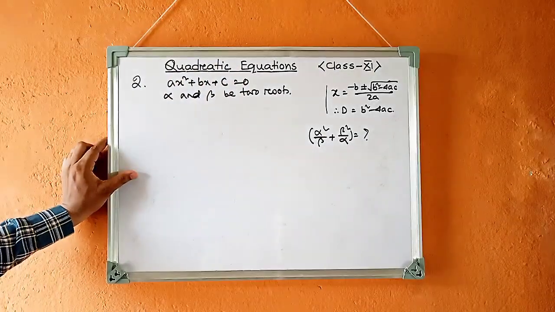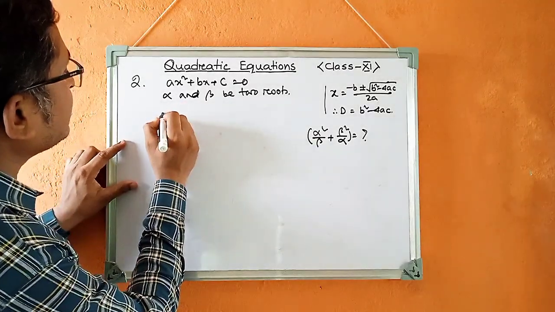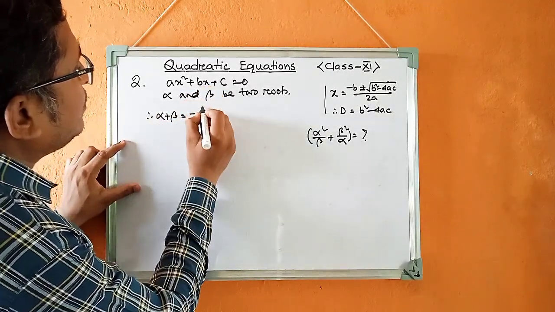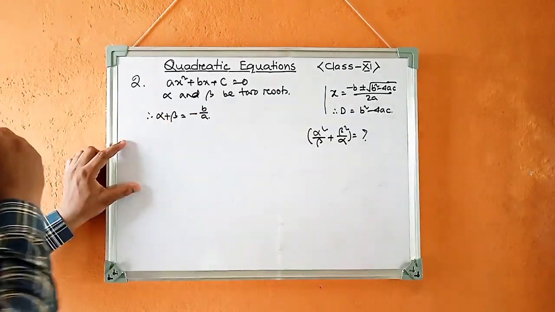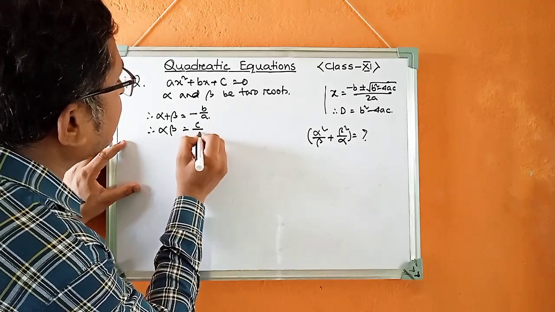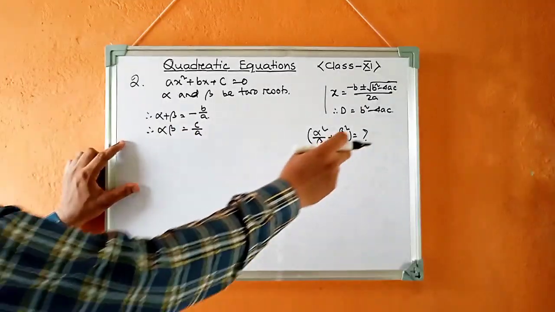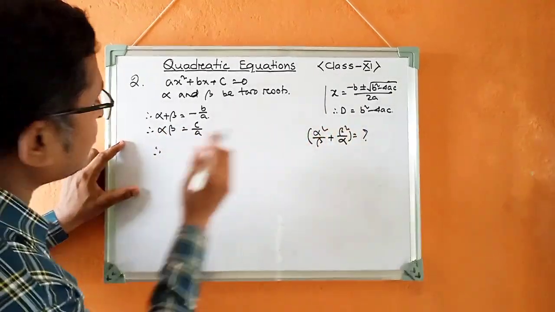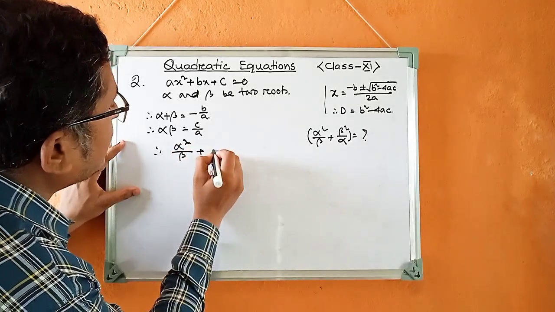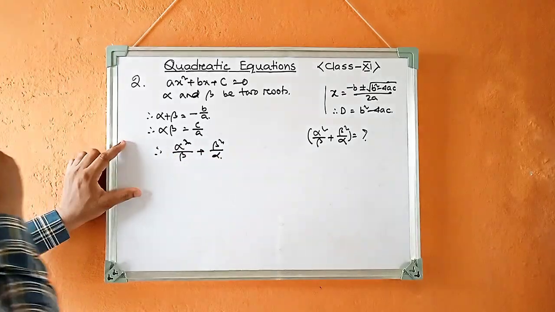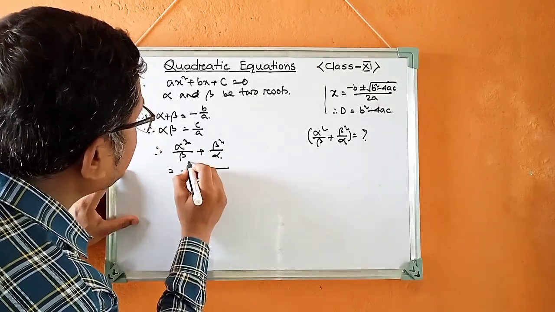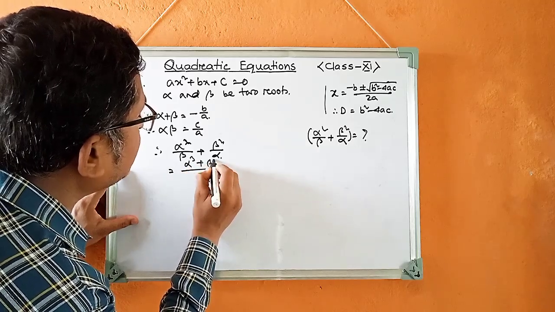Now see, first of all we find alpha plus beta, that means the sum of the roots. Alpha plus beta equal to minus b divided by a. Now alpha beta, that means the product of the roots, equal to c divided by a. Now put these values into the expression: alpha square divided by beta plus beta square divided by alpha. Now do the LCM. Alpha beta is the LCM. Here is alpha cube plus beta cube.